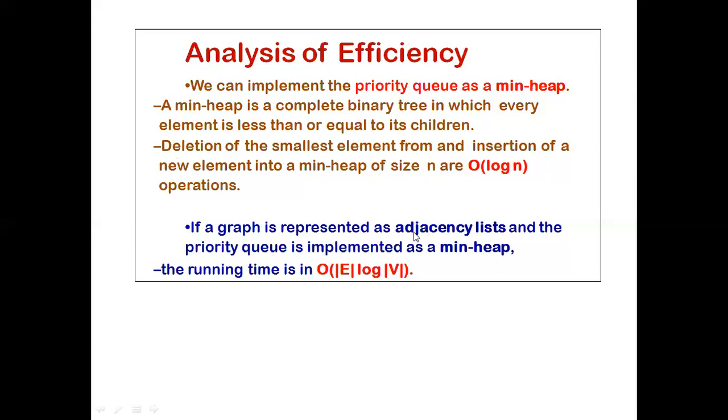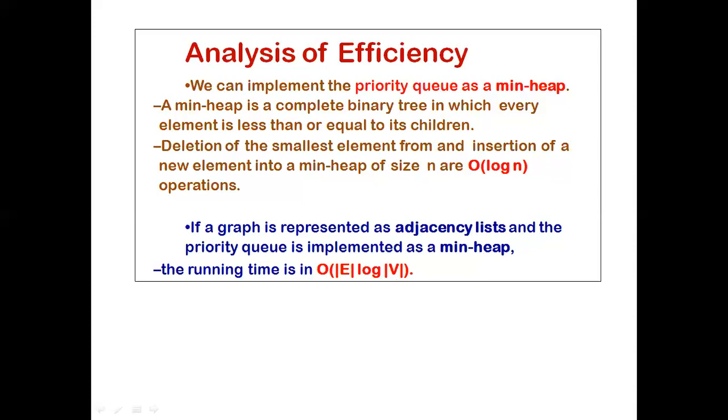The edges are represented in the adjacency list, so in total it will have a maximum of E edges. So modulus of E, and each operation is performed in log n time, or log modulus of V time. Because here the edges are being stored, that is why we use the adjacency list. So modulus of E, and the operation takes log n time, or log of modulus of V time. So that will be E log modulus of V.